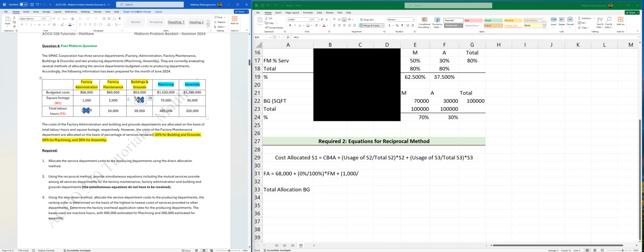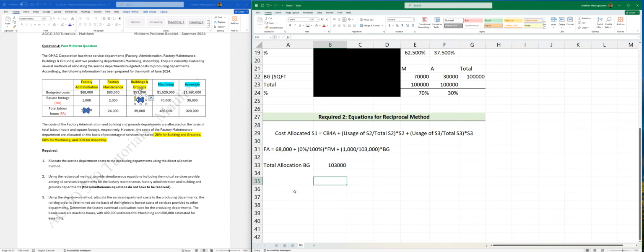Now, when we're adding it up, make sure you ignore the self-allocation. So even though building and grounds is 4,000 square feet, it's allocated to themselves, so you ignore that. Our total allocation for building and grounds is 1,000 plus 2,000 plus 70,000 plus 30,000, which is 103. So that is our total allocation for factory admin, 103. Then multiply that by B and G. That's how it would look, so that's our first equation.